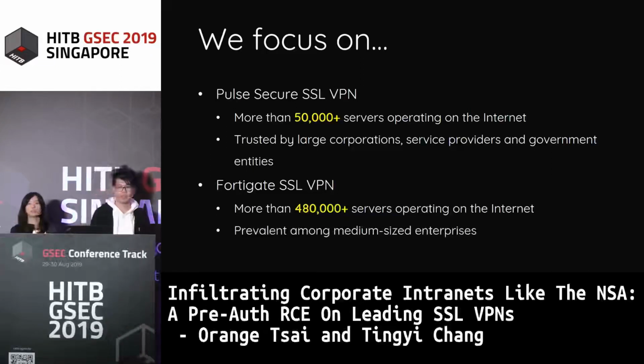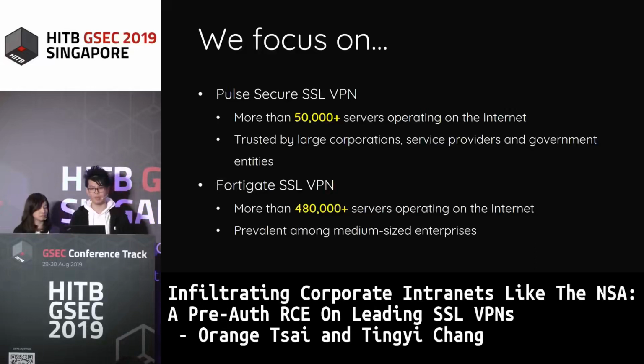Pulse Secure is the most famous VPN solution in the world and has the fewest high-level CVEs. It's trusted by large corporations, service providers, and government departments. Fortinet is more used by end users and medium-sized enterprises. It's common in Asia and Europe. Both vendors have few high-level CVEs, so our mission is to find pre-auth remote code execution on them.